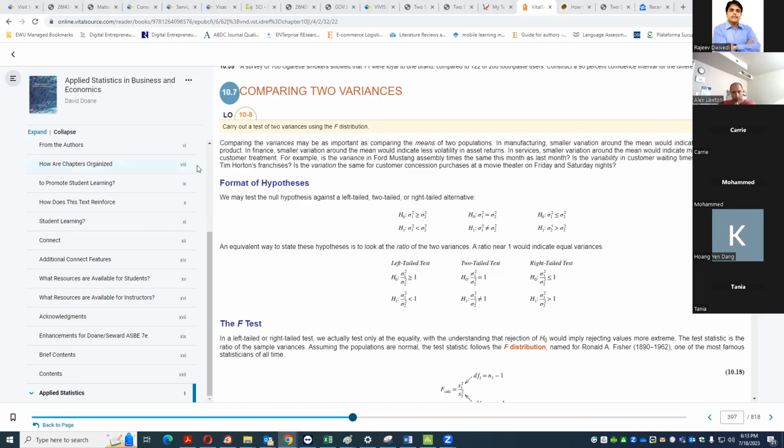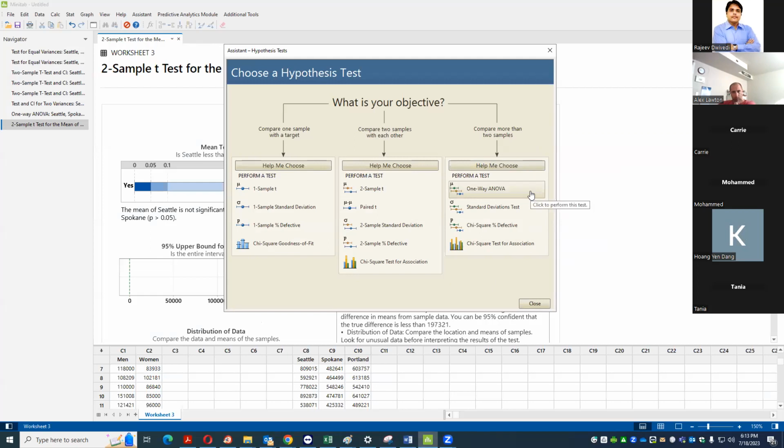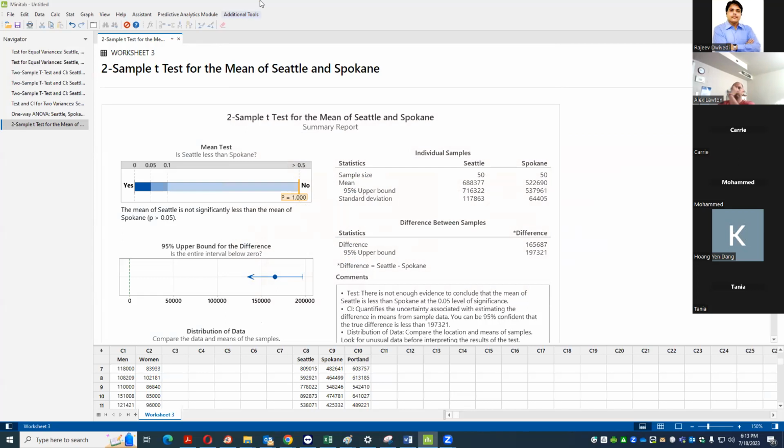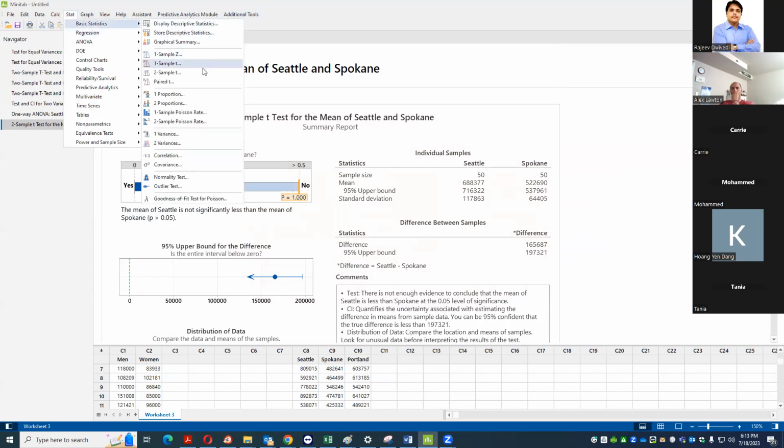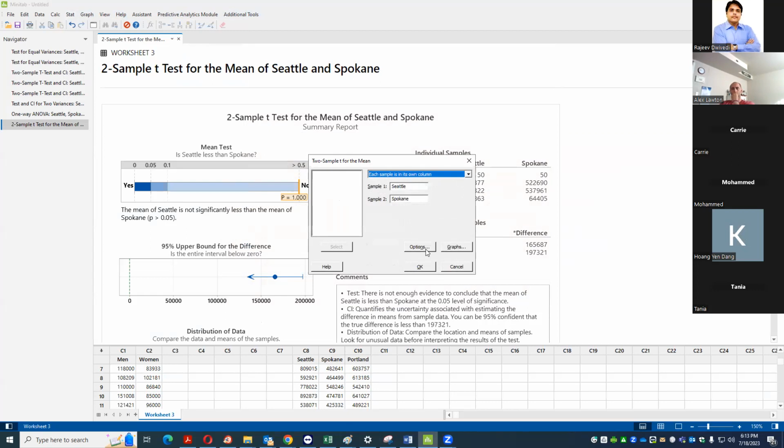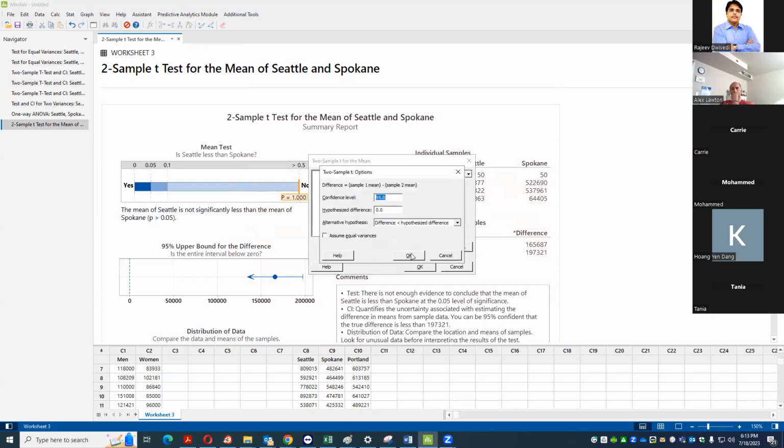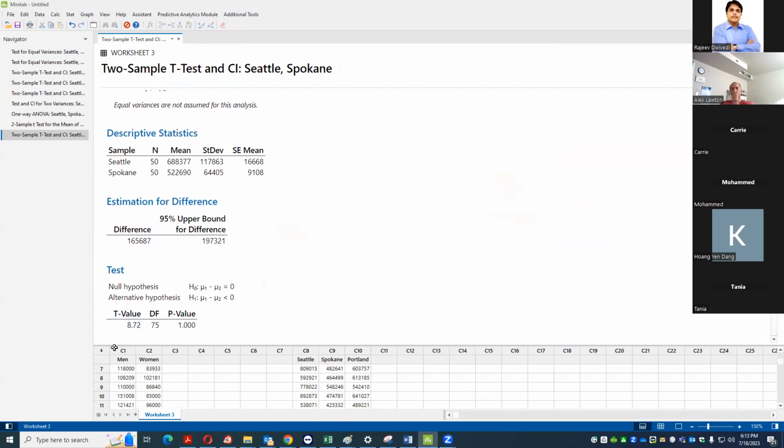No, you don't need to calculate. You can get it directly through Minitab, like we were getting here. For example, Seattle and Spokane, 2 sample t-test, not assuming equal variances, and here we are getting the t-value calculated right here. We are going to check based on the p-value.